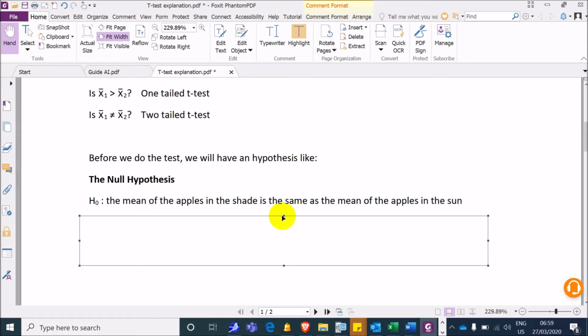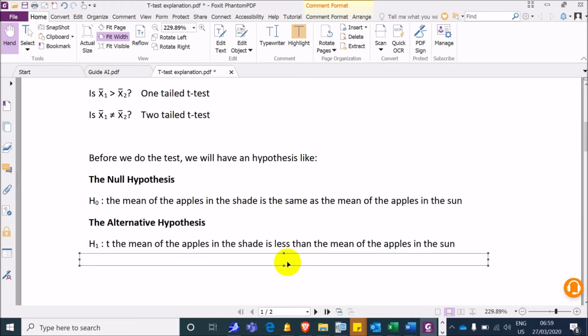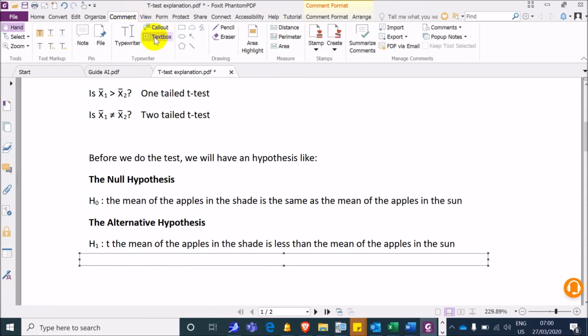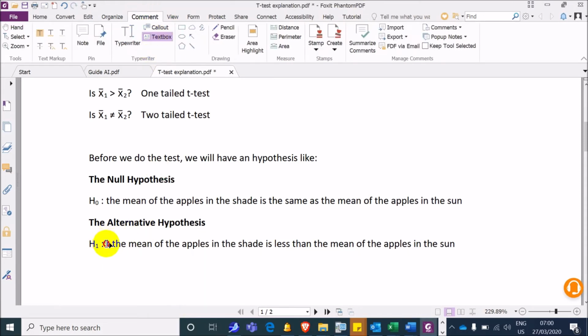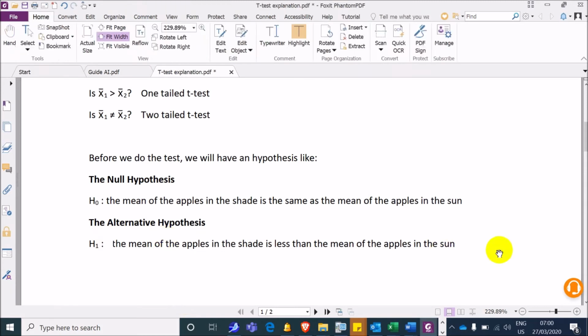We have an alternative hypothesis, and that is the mean of the apples in the shade is less than the mean of the apples in the sun. So here I actually assume that sun helps. So null hypothesis, they are the same. Alternative hypothesis, they are different. I don't know why there is here a T. So let me take that away. Don't like it. Gone.